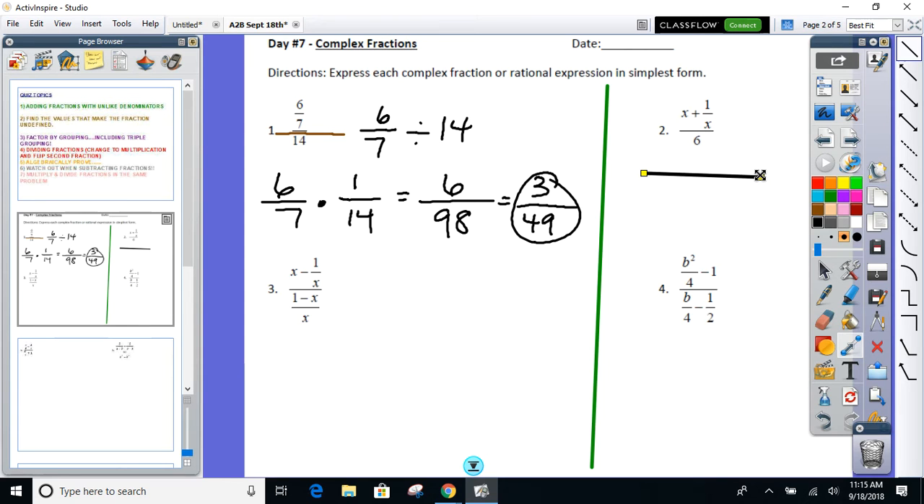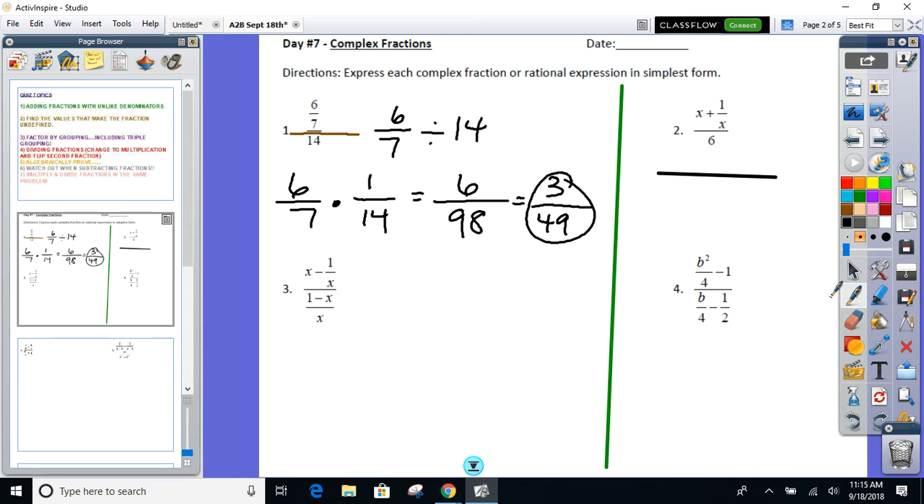I got x over 1 and I got 1 over x. Anybody help me out with a common denominator there? Going into Thursday, I may ask just this: solve it, write it as one fraction. I may ask that on Thursday. Where are you going here? What's my common denominator, Matt? X, yep. So my common denominator is x.